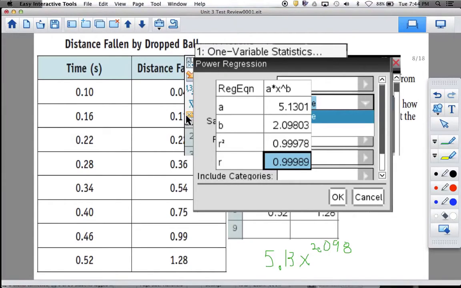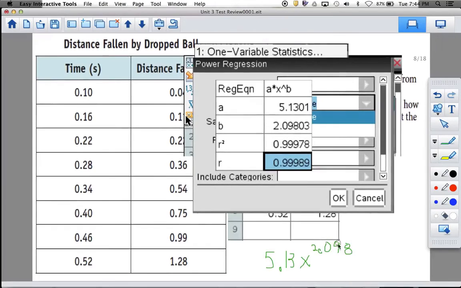Let me see, I think that was the last one on that one. Okay, and so now we have our power regression. We have this equation.